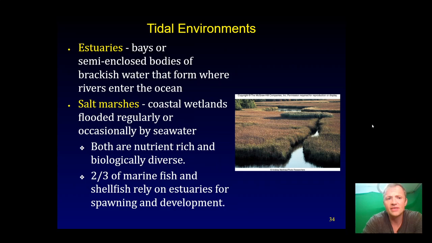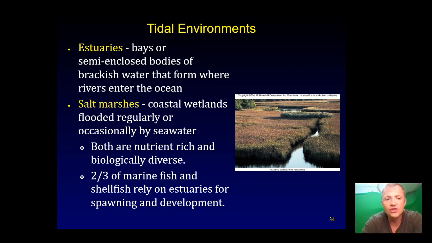We also have tidal environments, estuaries and salt marshes. Estuaries are bays or semi-enclosed bodies of brackish water that form where rivers enter the ocean. Brackish just means it's a mixture of fresh and salt water, and this is where they meet. There are certain species that require both systems, or a mixture of them, to support life. We also have salt marshes, coastal wetlands flooded regularly or occasionally by seawater. In some parts of the year it's just dry land or a freshwater environment, but then ocean water comes up at high tides and floods these areas. That's what salt marshes are.